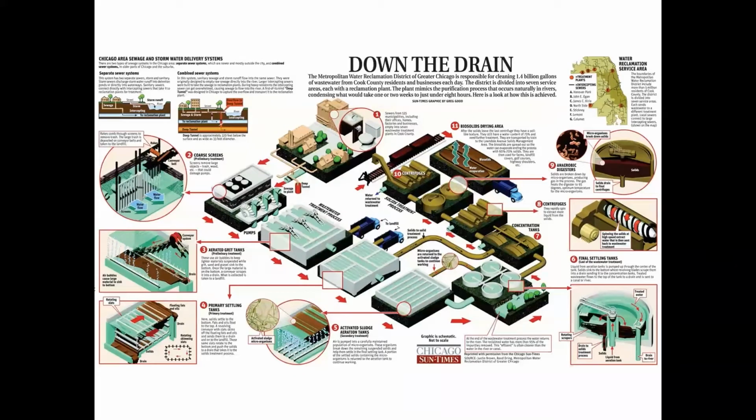Two of our plants actually go beyond final settling and utilize disinfection as the final step in their treatment process. The Calumet plant on the south side uses chlorination and dechlorination, and the Terrence O'Brien plant on the north side uses ultraviolet light to reduce the number of microorganisms in the water before it's released into the environment.